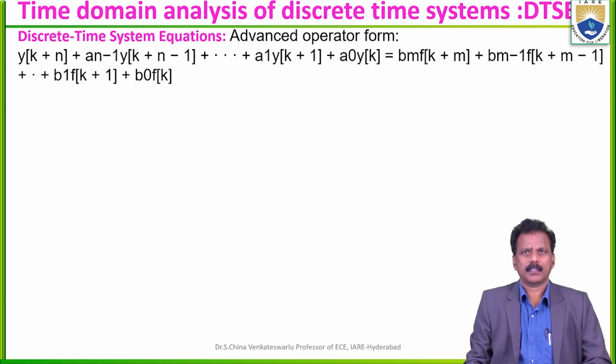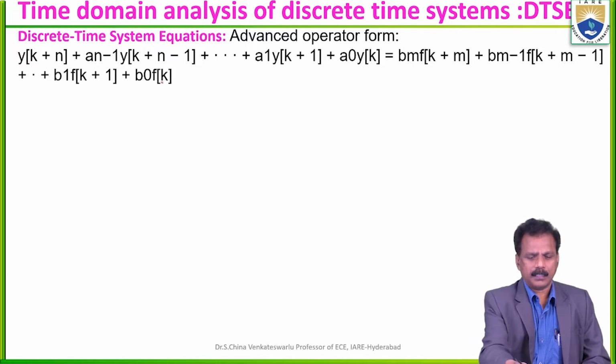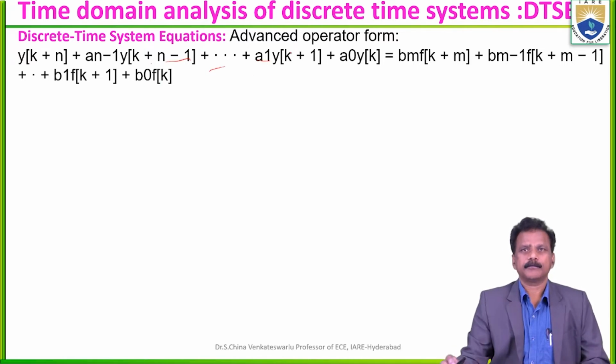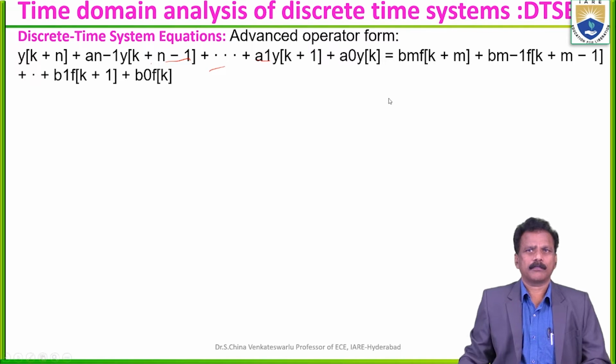The operator form is mathematically available as y of k plus n, plus a n minus 1 y of k plus n minus 1, and so on, plus a1 y of k plus 1, plus a naught y of k, is equal to b m f of k plus m, plus b m minus 1 f of k plus m minus 1, and so on, plus b1 f of k plus 1, plus b naught f of k.